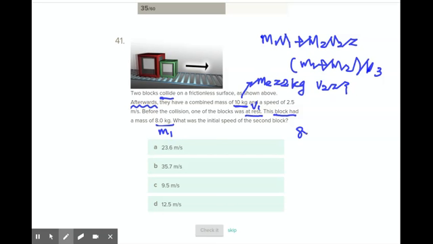Now you plug it in. 8 times 0 plus 2 times V2, which we're looking for, equals, together, 10 kg times 2.5. Right? Now you just have to calculate. And you get 12.5.